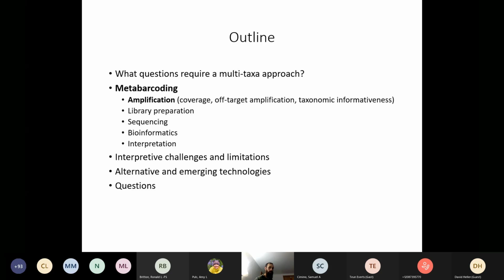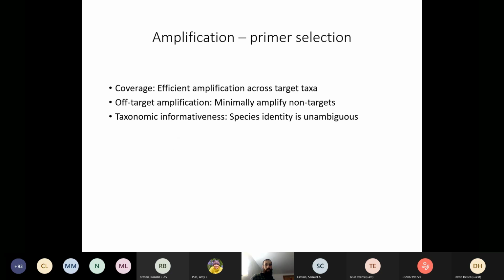All right, so we're going to walk through now the individual steps of how you do that in a little bit more detail. First, we're going to talk about the amplification process, so the PCR. Specifically, I want to focus on primer selection. I'm going to focus on 3 different attributes here of primer selection. First is coverage, that is having efficient amplification across all of your target taxa.